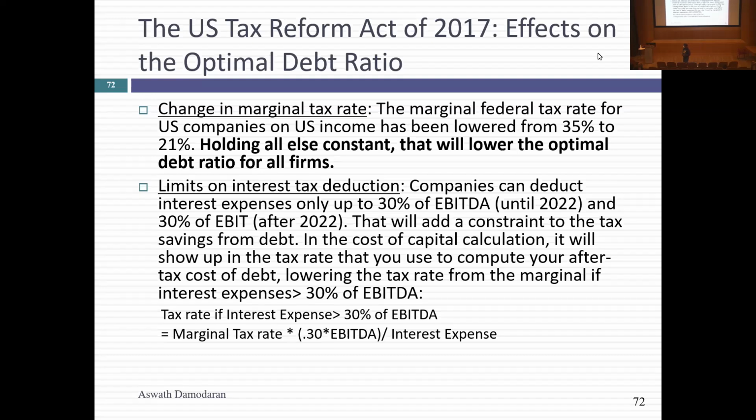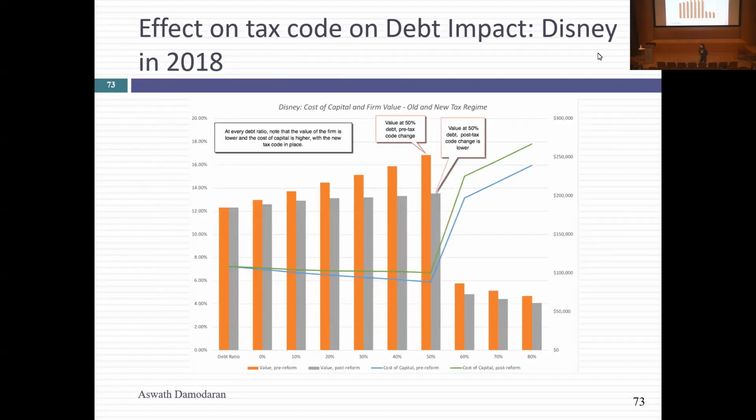So I actually took Disney in 2018 and I computed what would happen to their optimal under the old tax law and under the new tax law. So I brought in both facets of the new tax law, the lower marginal tax rate and the limit on interest expenses. In fact, that limit is now built into your spreadsheet. Many of you don't even trigger that limit, but if your interest expense exceeds 30% of EBITDA, I start taking away tax benefits.